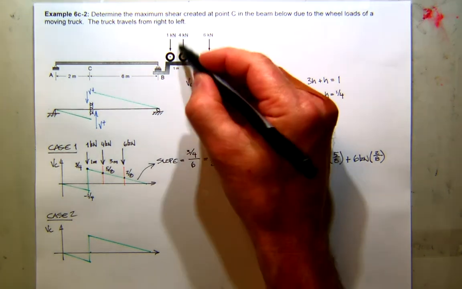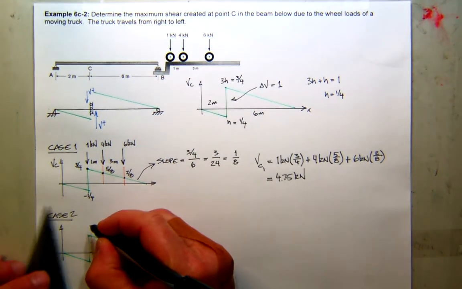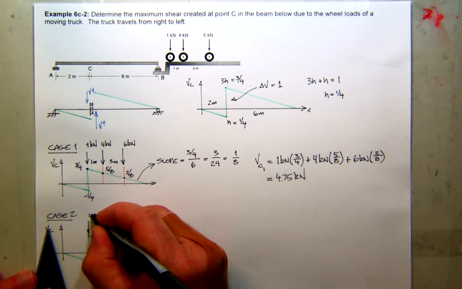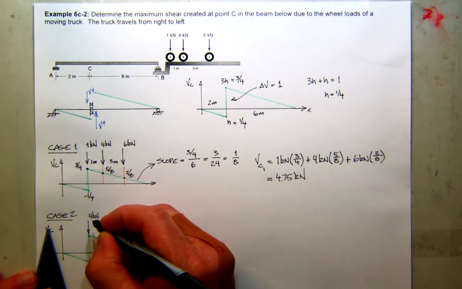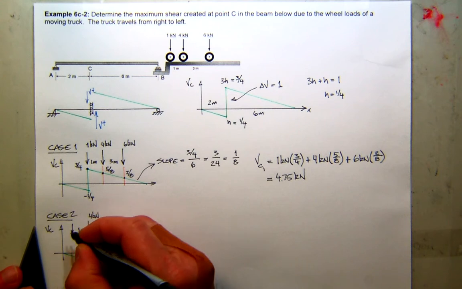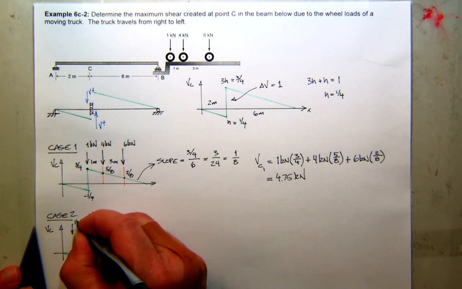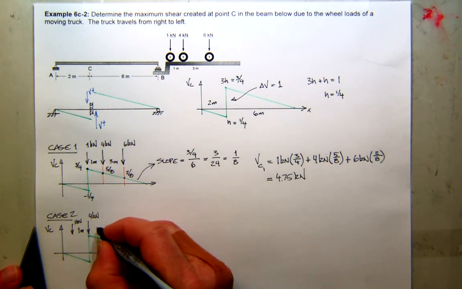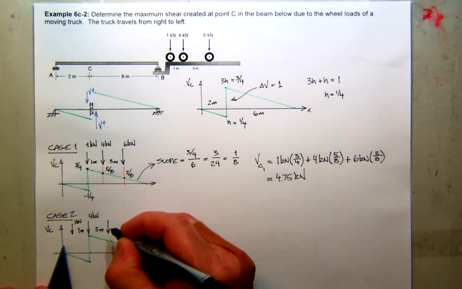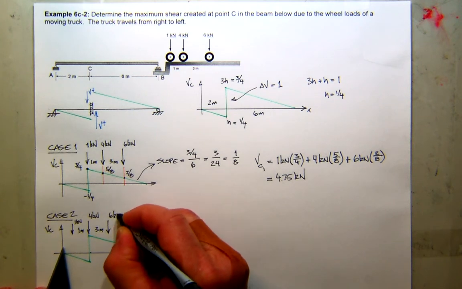So now I'm going to let the second load come to the top, maximum value. So that's my 4 kilonewtons. Of course, 1 meter in front. Oh, I didn't give myself much room to write in there. Sorry about that. 1 kilonewton. And then 3 meters back is the 6 kilonewton force.